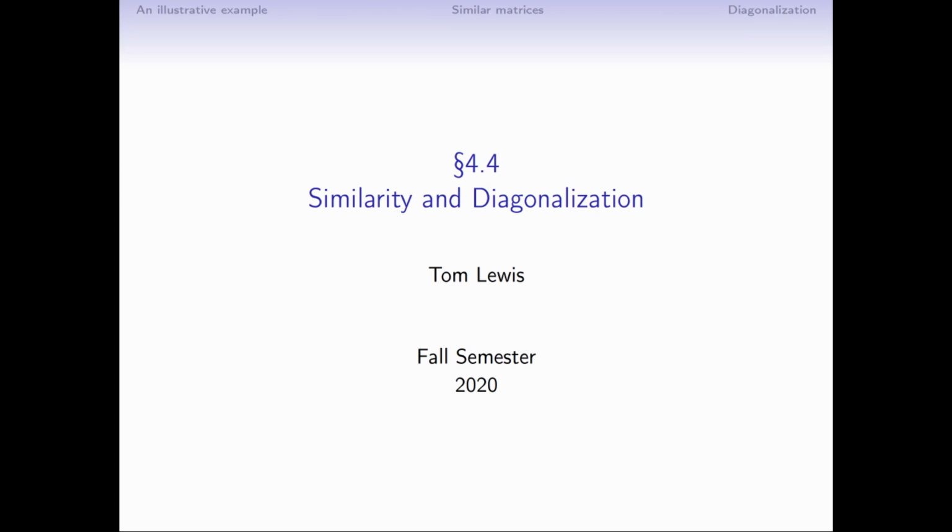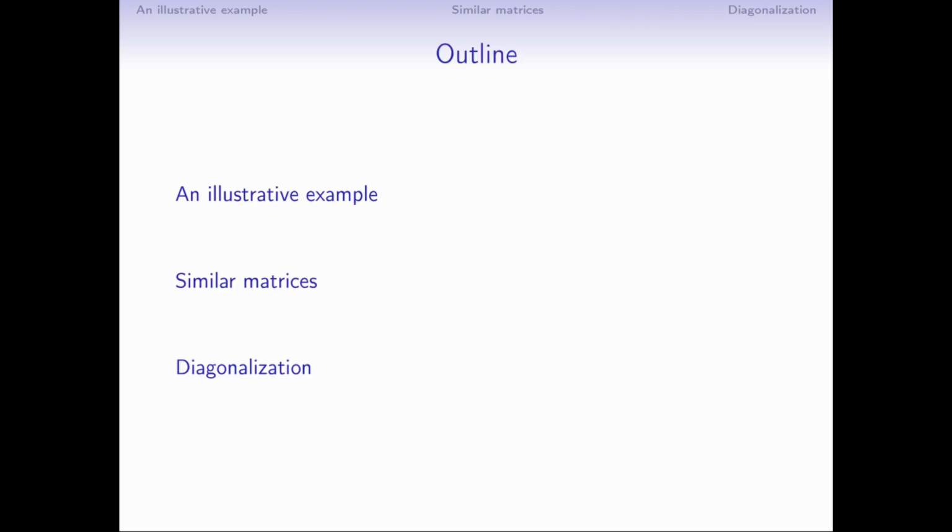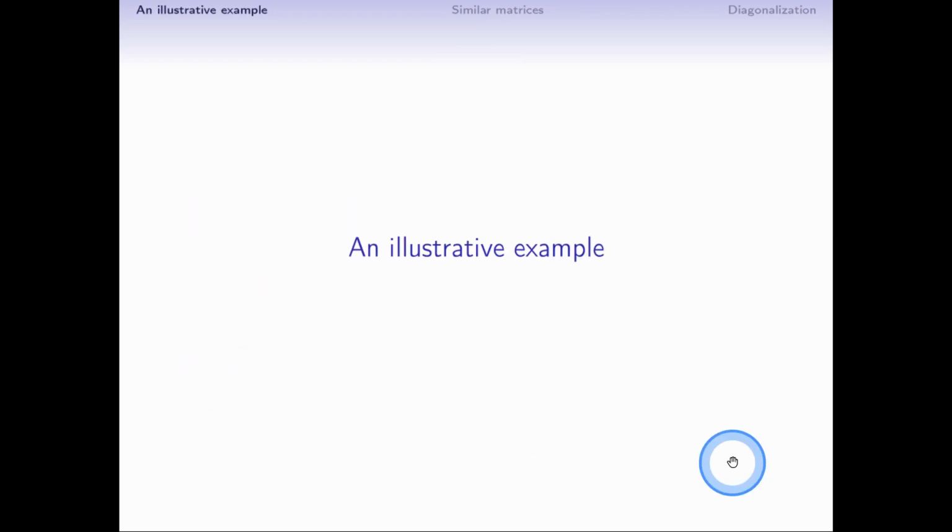Welcome back. This will be the first of two lectures on section 4.4 from the textbook, Similarity and Diagonalization. Now I've broken this section up into three parts: an illustrative example, similar matrices, and diagonalization. I'll cover these first two parts in this first video lecture, and we'll cover diagonalization in a second video lecture. So let's begin with an illustrative example.